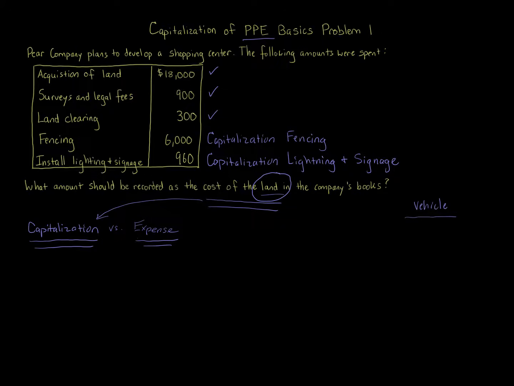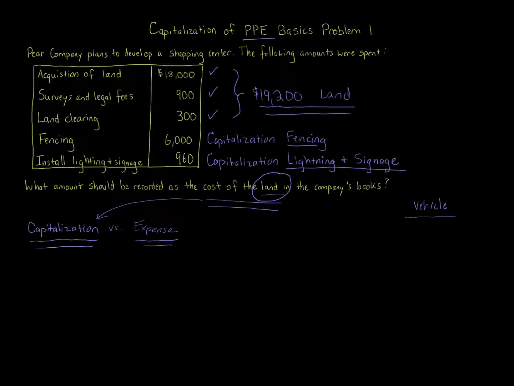So we just have three costs: acquisition of land, surveys and legal fees, and land clearing. We add all three of these together, and we get $19,200, and that is the land amount that we're going to put on the balance sheet with respect to these transactions. Again, the fencing and the installing lighting and signage, those also go on the balance sheet as respective items: fencing and lighting and signage.